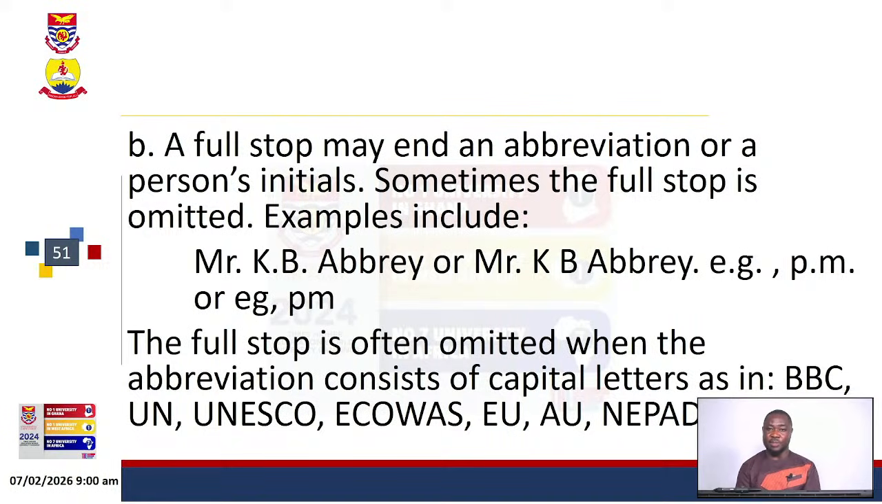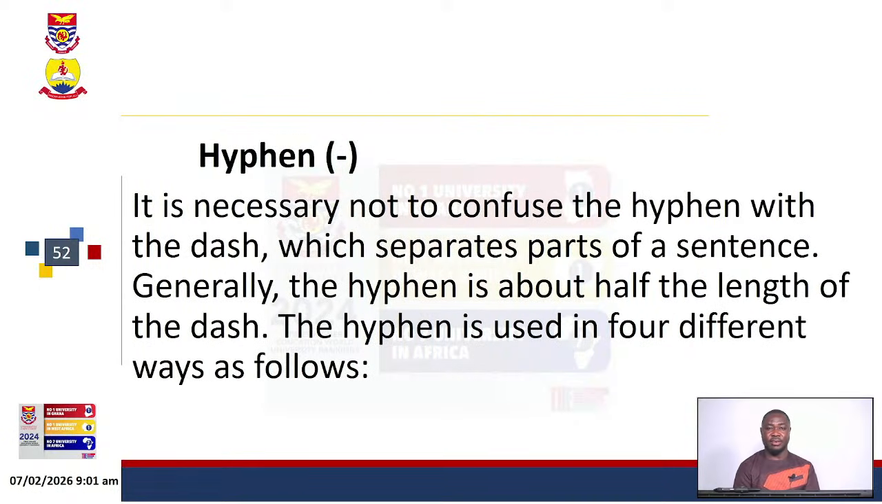The full stop is often omitted when the abbreviation consists of capital letters, as in BBC, UN, UNESCO, ECOWAS, EU, AU, NEPAD, CNN, and what have you. Okay? In these instances, we omit the full stop.